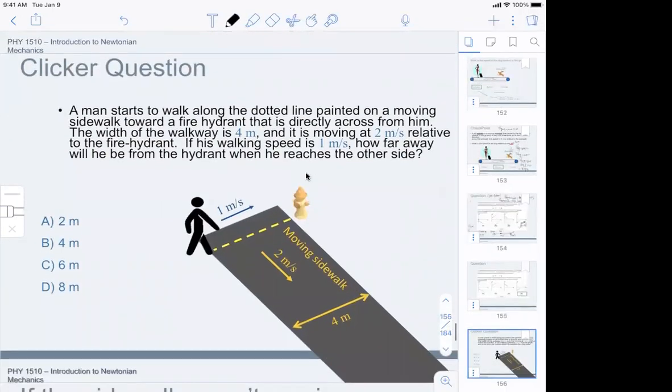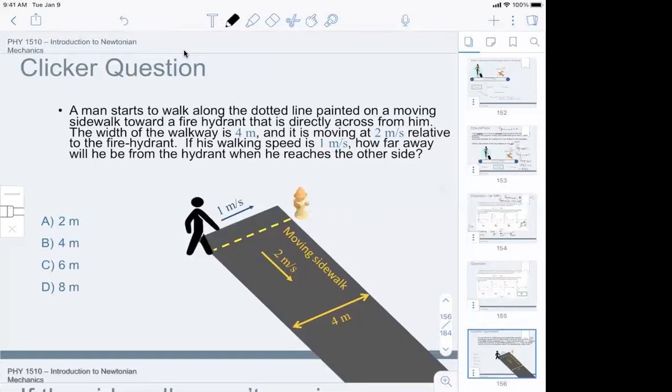Okay, now let's look at this clicker question. A man is walking along the dotted line on a moving sidewalk, walking toward this fire hydrant. He's moving 1 meter per second relative to the moving belt, and perpendicular to the belt. And the sidewalk is moving this way, 2 meters per second relative to the ground. And the sidewalk has a width of 4 meters.